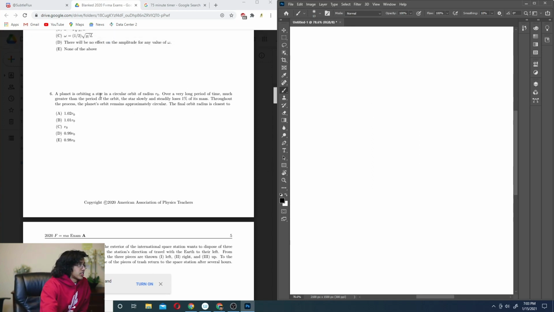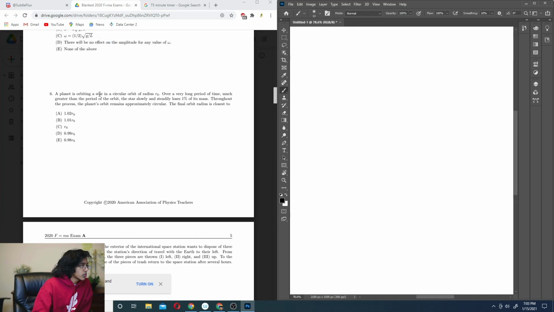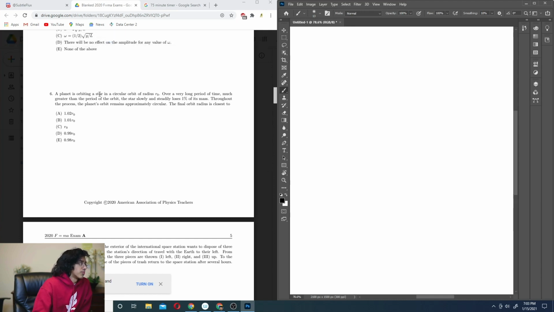Okay, a planet is orbiting a star in a circular orbit of radius r0 over a very long period of time, much greater than the period of the orbit. The star slowly and steadily loses 1% of its mass. Throughout the process, the planet's orbit remains approximately circular. The final orbit radius is closest to, okay.